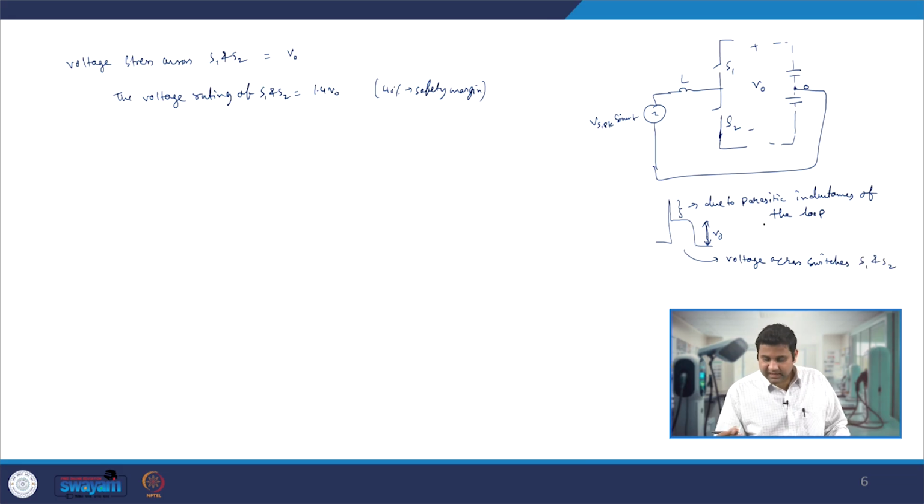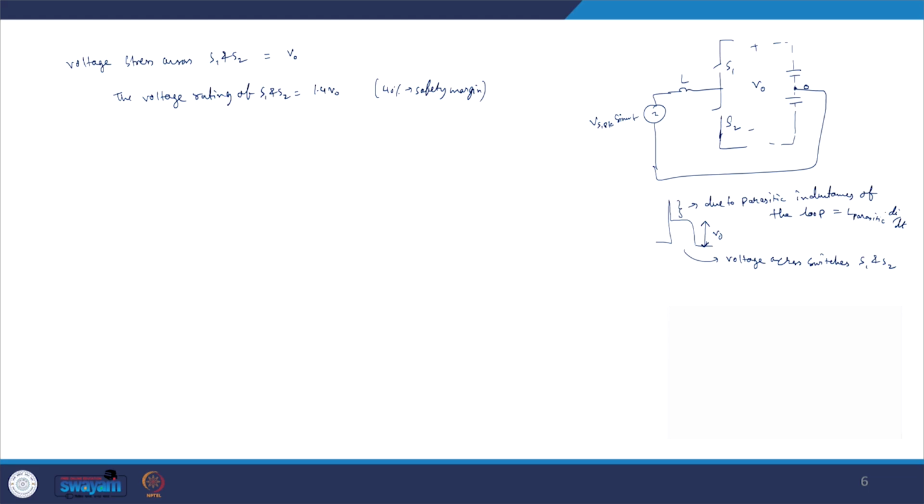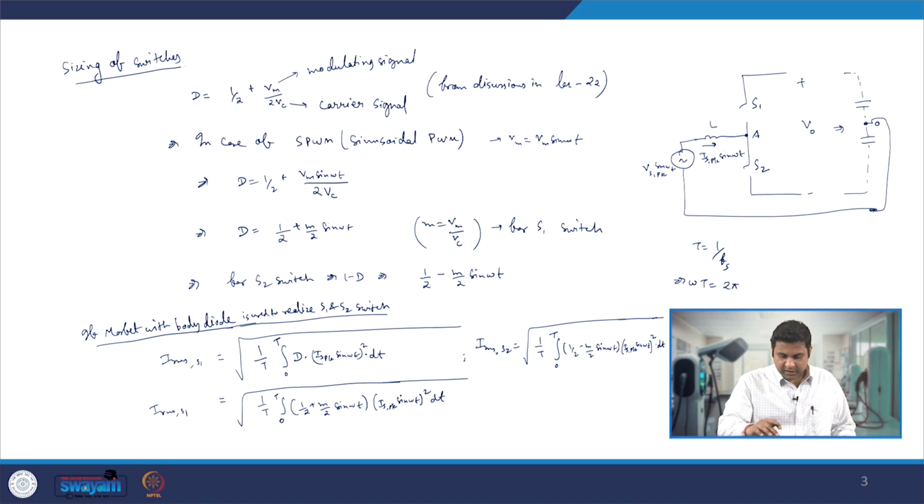Now we know that, let us say if L parasitic is the parasitic inductance, then this voltage drop is nothing but L parasitic times di by dt. So this will appear across the switch which is actually turning off, and that is why we have to size our switches for that safety margin, and that is why we generally take 30% or 40% of safety margin.